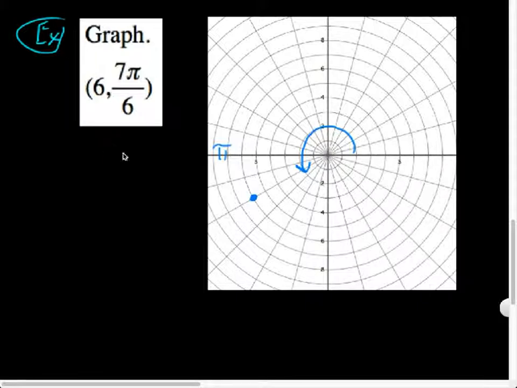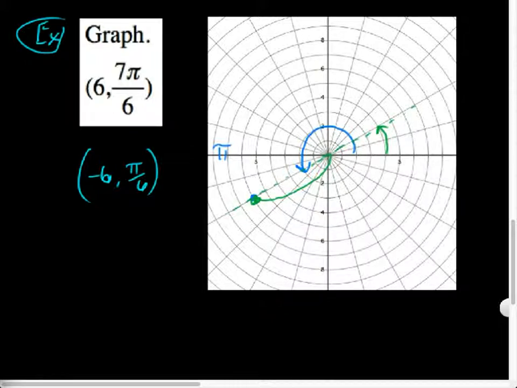This could have been the same as if I plotted the point -6 comma pi over 6. Because right here's pi over 6, so if I'm talking about this angle, and instead of moving out 6 in the positive direction, I'm counting backwards 6 and would land there as well. So yeah, it is possible to represent these polar coordinates in multiple forms as a result.